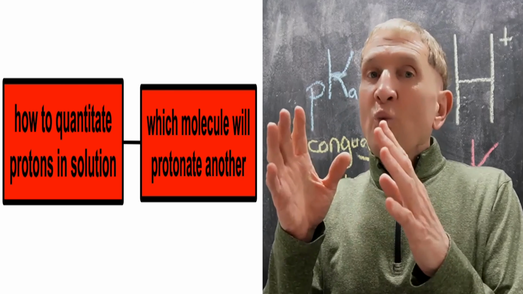Let's say we don't know the pKa of a particular molecule. We don't know the vital parameter for predicting how many protons we will generate. How can we look at the molecular structure and predict how good an acid it will be?